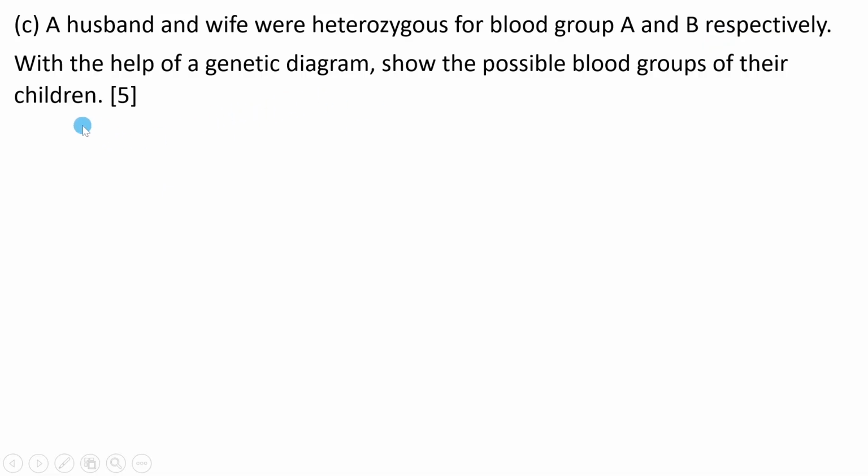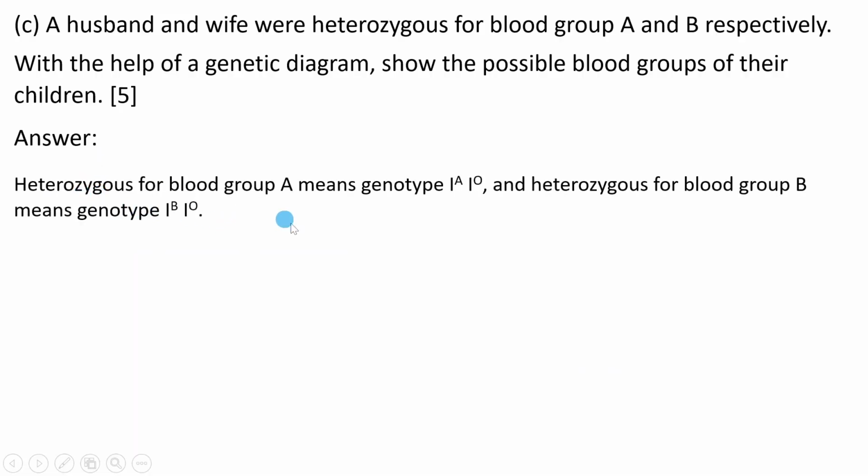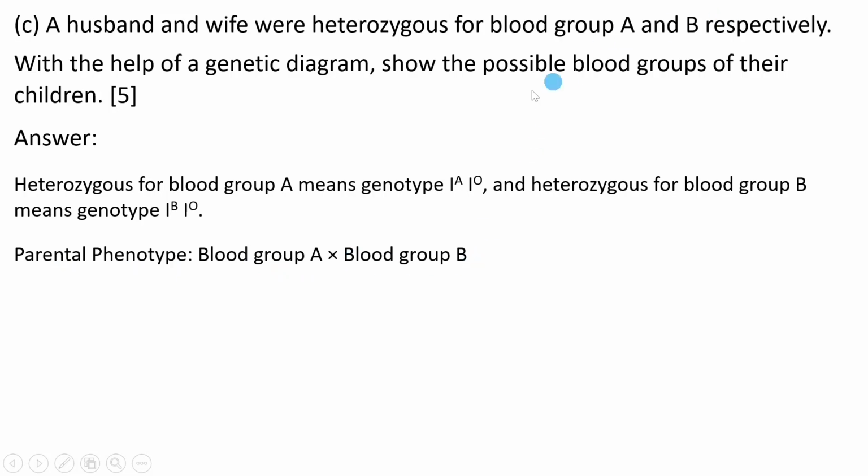Now, they need us to use a genetic diagram to show the possible blood groups of their children. Answer. So we are going to say heterozygous for blood group A means genotype AO, and the heterozygous for blood group B means BO. So the parental phenotype, blood group A and blood group B, that's what it will show. If you have AO, then it's blood group A. If you have BO, you have blood group B. Then we are going to look at the genotype. So this goes with the AO, this goes with the BO.